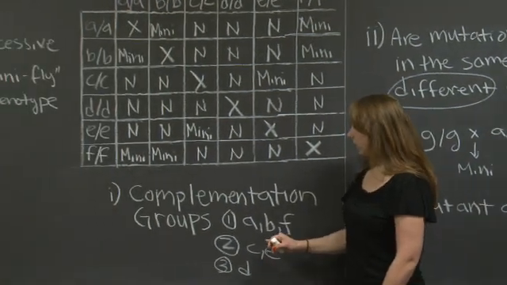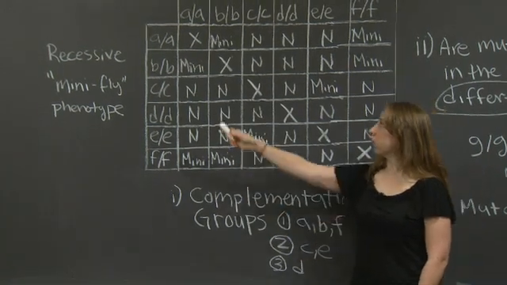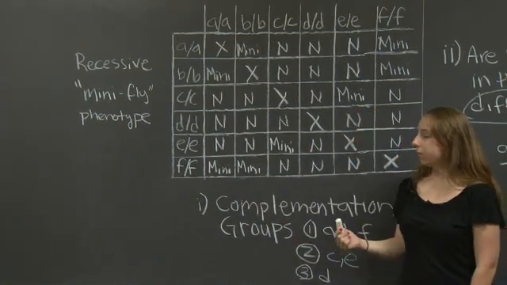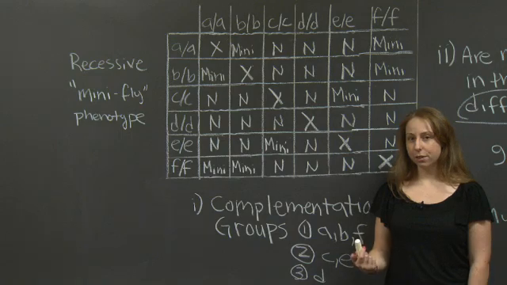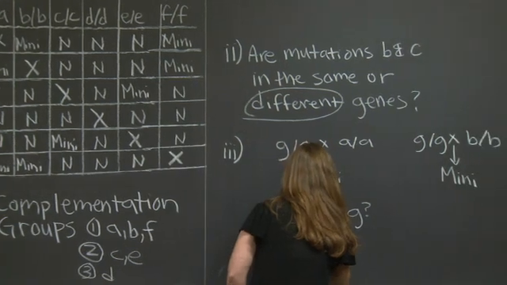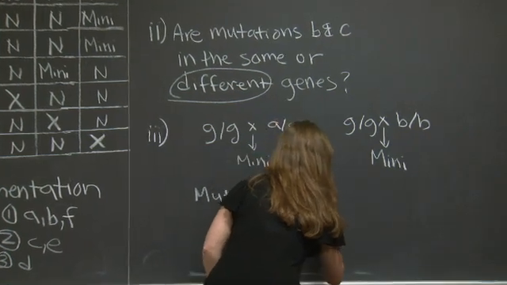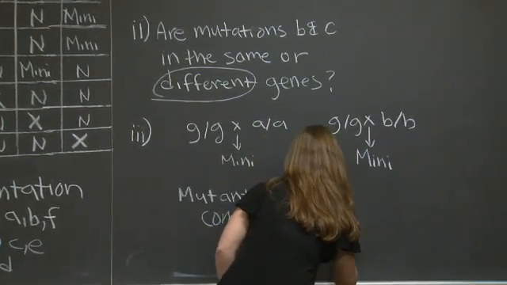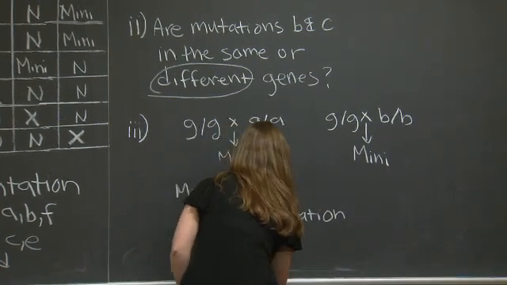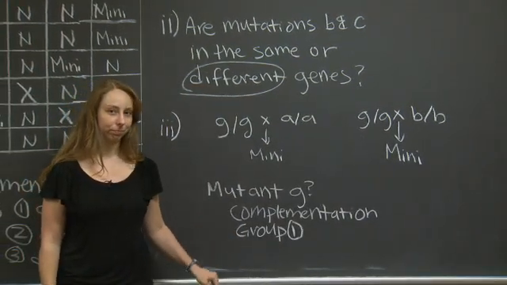Looking over here, we notice that A and B are in the same complementation group. When A and B are crossed together, we also get mini eyes. So this suggests to us that G is yet another member of this complementation group. Thus, G also falls into complementation group number 1.